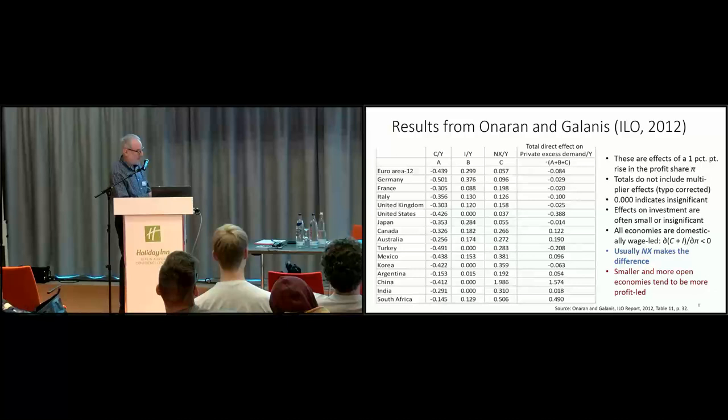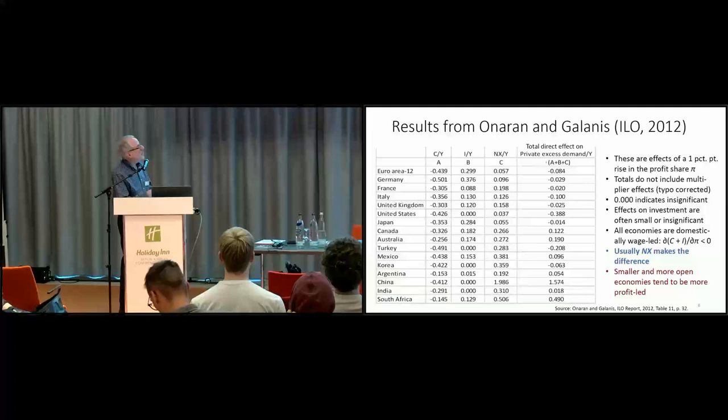And so the difference between wage-led and profit-led demand regimes then hinges on what is found for net exports. And for those countries that are found to be profit-led, that would be the positive signs in this last column. It's usually net exports that make the difference. So the open economy dimension is quite strong.